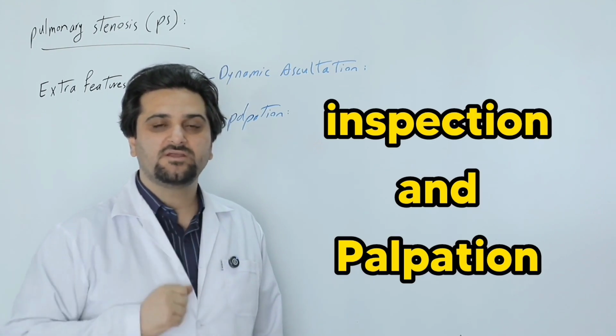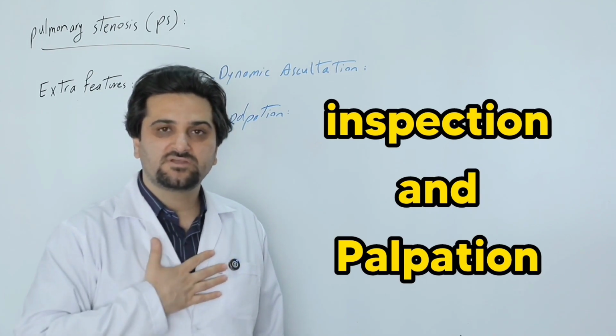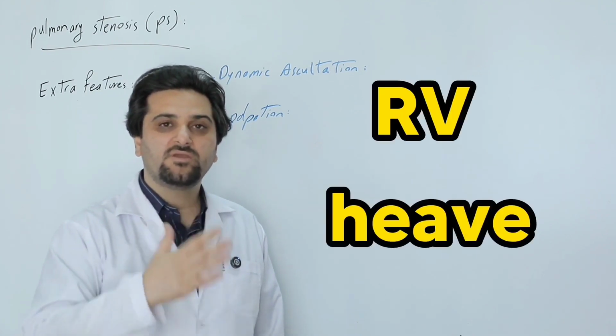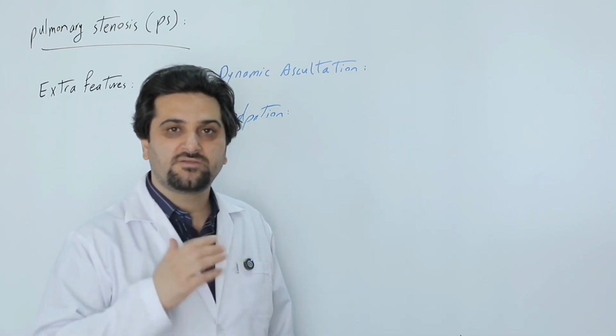Patients with severe pulmonary stenosis, due to right ventricular hypertrophy and enlargement of the right ventricle, will have a heave or lift when you place your hand on the chest, and in severe cases, a thrill may also be felt.